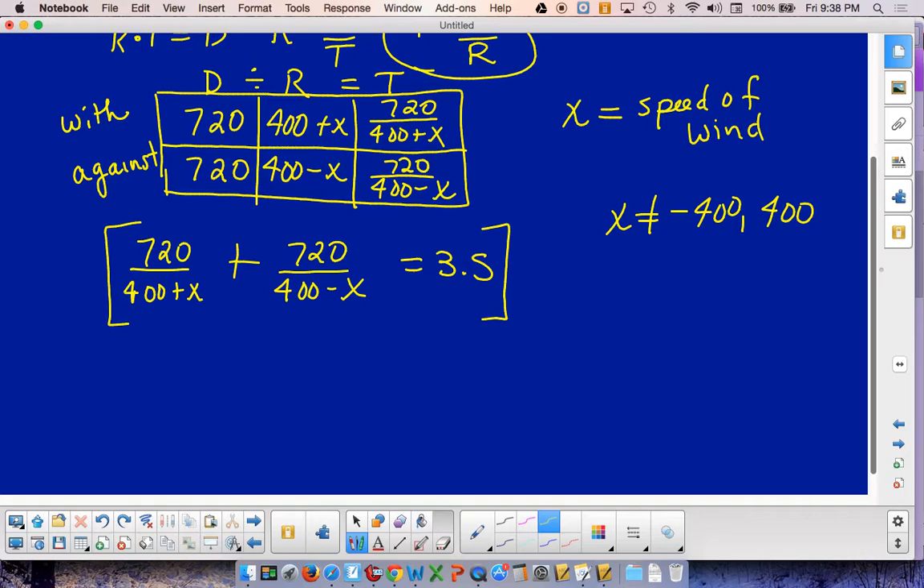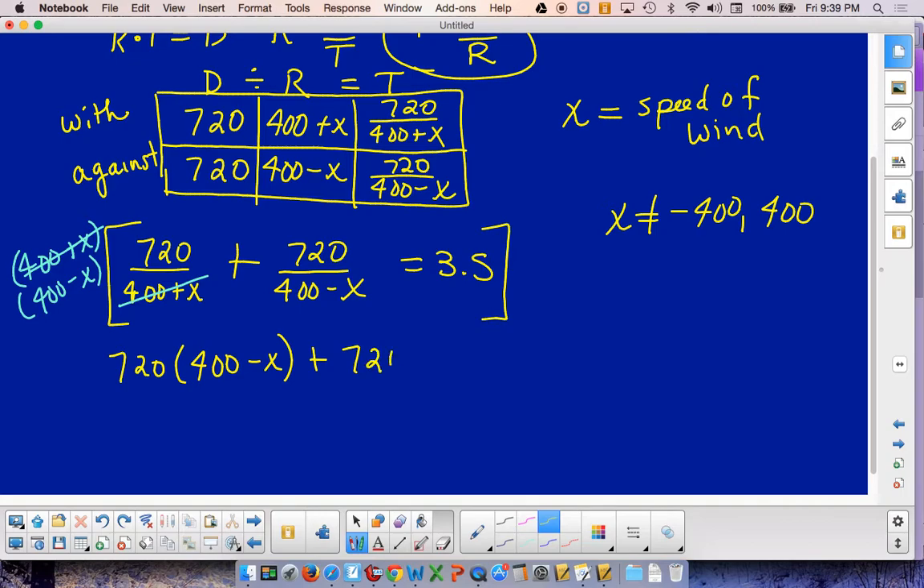So now, what do I do to actually solve it? What's my common denominator I'm going to multiply by? Yes, it's the 400 plus x and the 400 minus x, which means this could get a touch messy. When I take the first fraction times both of those, the 400 plus x is going to cancel. I am going to be left with the 720 times the 400 minus x. Okay, obviously then when I do the other fraction, I'm going to cancel the 400 minus x, and I'm going to be left with the 400 plus x.